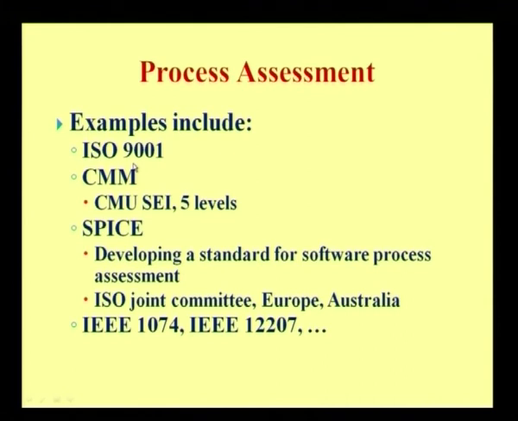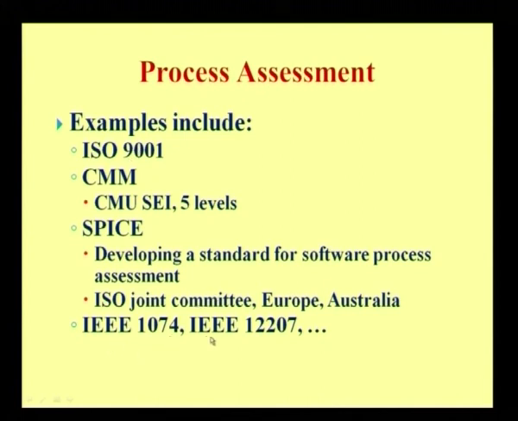So, some of the examples that we majorly follow to maintain the quality are ISO 9000. As you could see, different labels are coming out saying ISO 9000:2000 certified company, where they would have adopted the standards as mentioned by this ISO. CMM, as I have already mentioned, the Software Engineering Institute has come out with 5 different levels of maintaining the CMM, and the other standard institute is SPICE, where they develop a standard for software process assessment, and ISO's joint committee either in Europe or Australia, where they ensure these software standards.